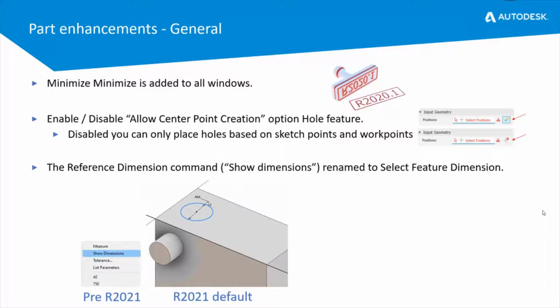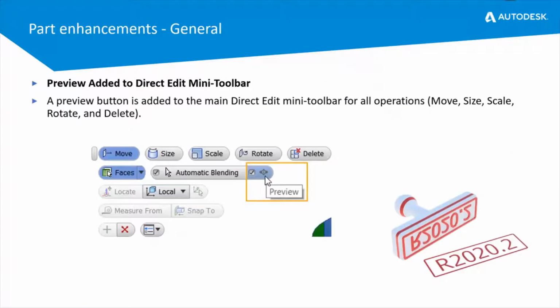Okay, minimize has been added to all windows. We can enable or disable the center point creation for whole features. But one of the nice enhancements here is the reference dimension command. So we can now choose a dimension from a feature. So we can click down and then select a feature dimension, choose our feature, and then actually select that dimension from a feature directly. That's a really nice enhancement. A preview button's been added to the Direct Edit Mini toolbar, which now works with move, size, scale, rotate, and delete.